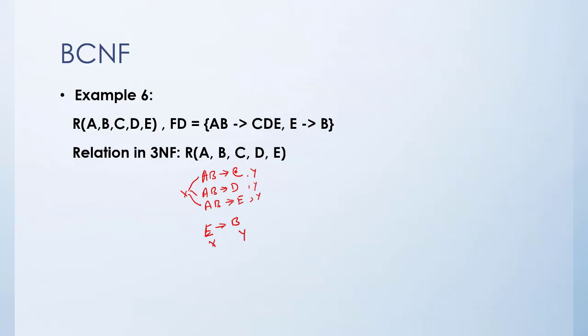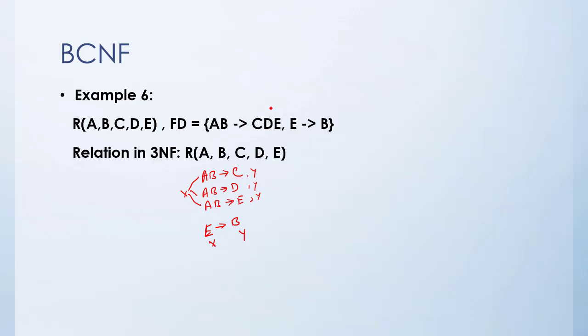So E determines B. Here E is X, which is not a super key, right? As E is not a super key, this functional dependency E determines B does not satisfy my condition of BCNF. Now we need to decompose the relation which is in 3NF to make it BCNF. So what is causing the problem? E determines B. So let us take out this one first.